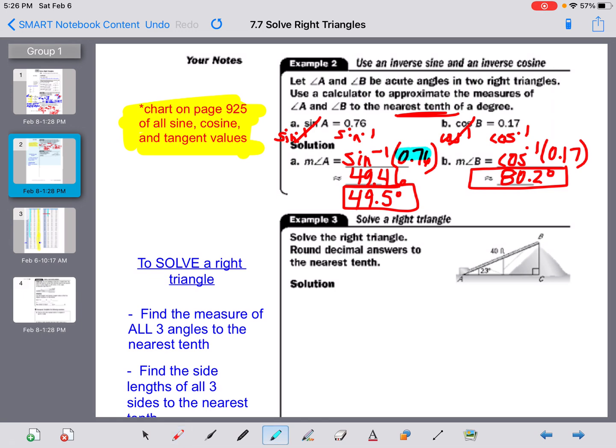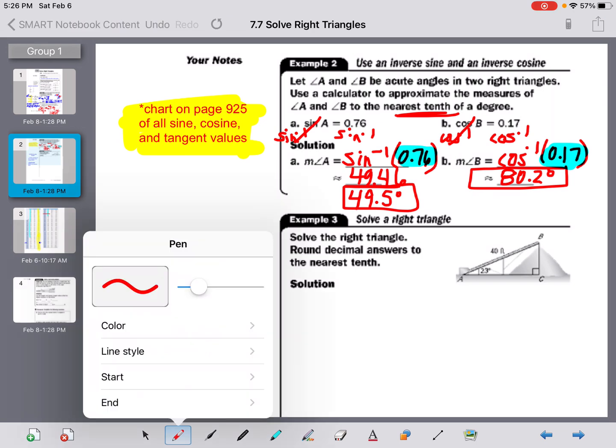So if you see a decimal that you're trying to take the inverse of and it's not 0 point something, your calculator is going to give you an error, okay? So make sure you're doing your math correctly, because you should have a decimal that's smaller than 1 or a fraction that's smaller than 1 with a sine or a cosine, or you will not be able to get the answer with the calculator. Okay.